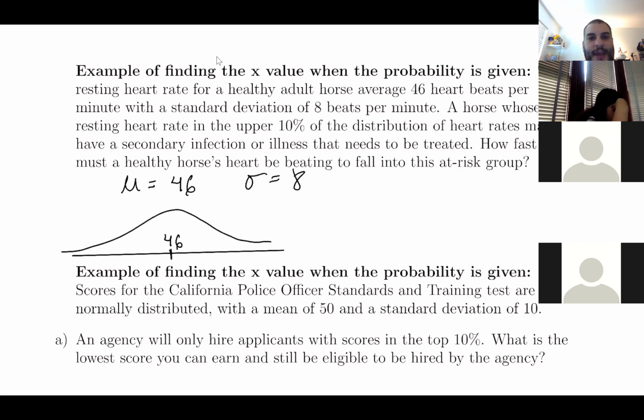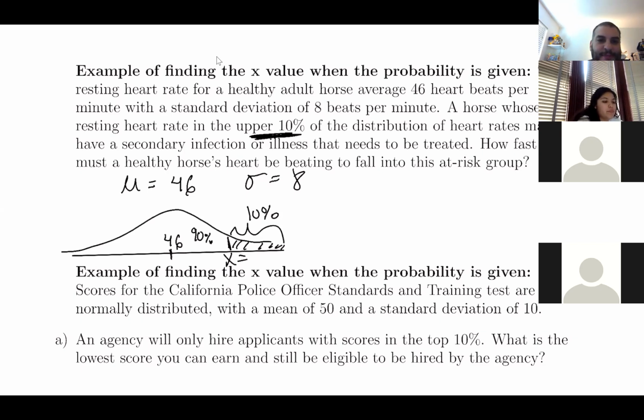If you look at it, it says a horse whose resting heart rate is in the upper 10% of the distribution. So the upper 10%, would that be the left side of 46 or to the right of 46? Well, since it said upper, which is another way of saying the top, that should be the right side. So now we want to find this x value. We want to find what is the x value that corresponds with that top 10%. So if we want the top 10%, how much percentage is below? 90.